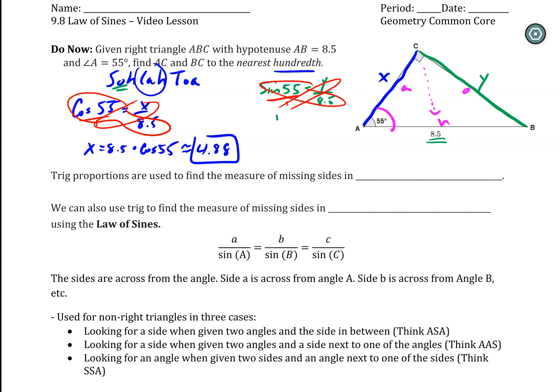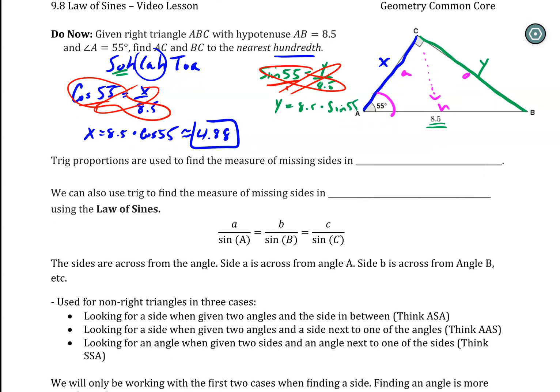So now y is equal to the sine of 55 times, I'll put that first, 8.5 times sine of 55. If we plug that into the calculator, we get approximately 6.96 for that side.